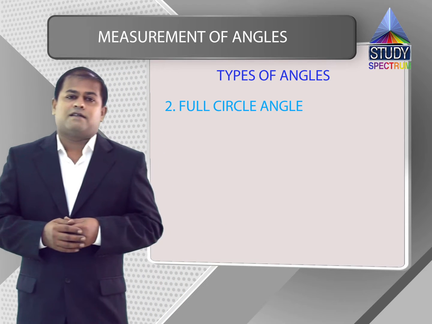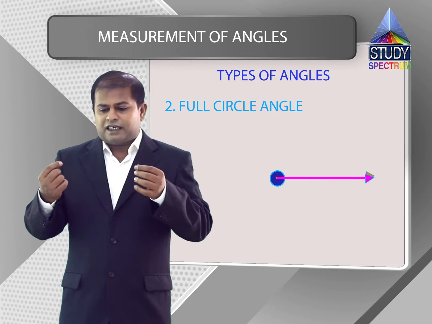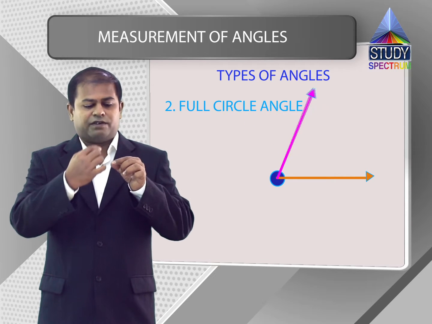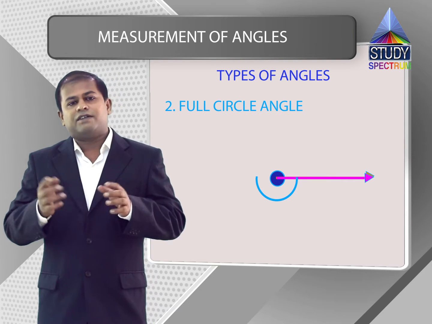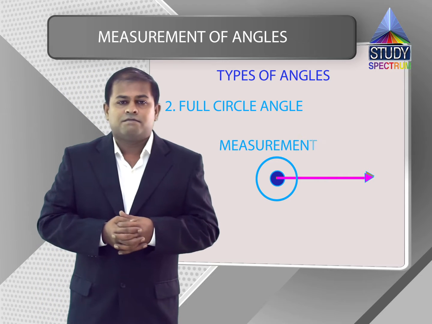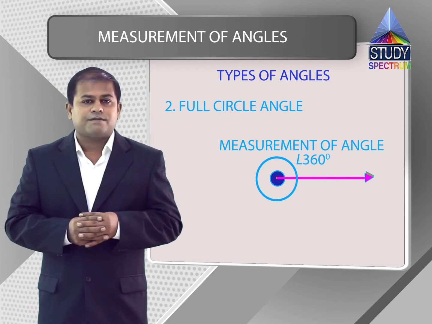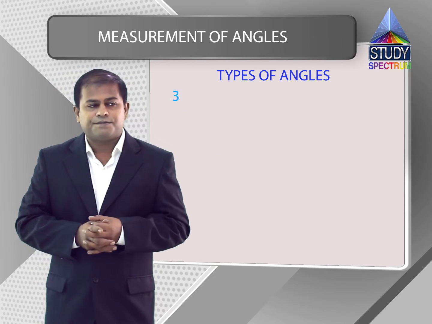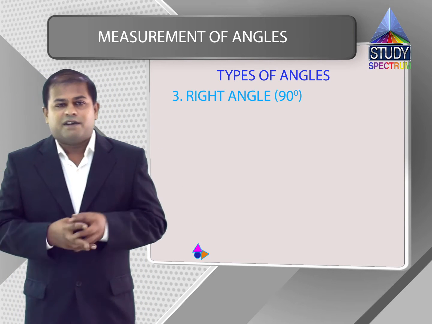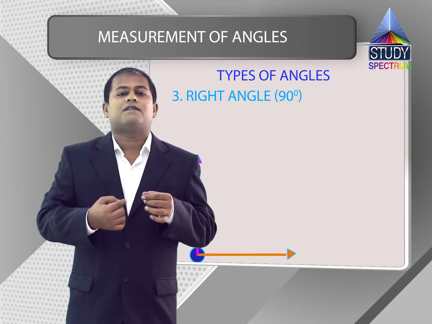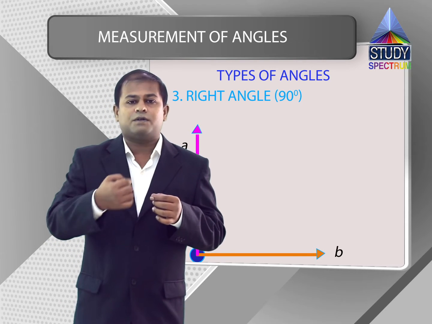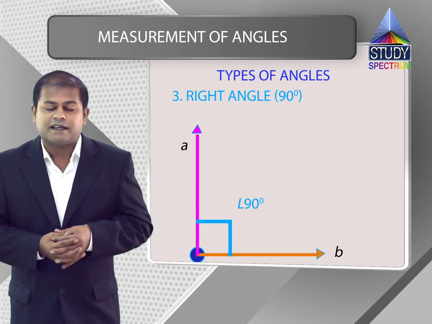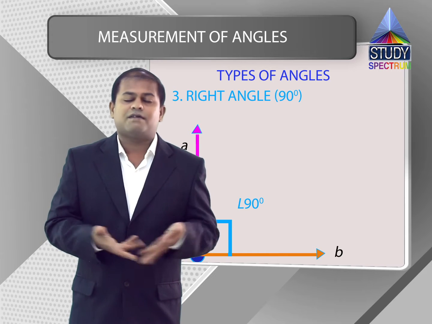Next comes full circle angle. Starting from one of the arms, if you give it a full circle rotation, then the angle formed is full circle angle, and its measure is 360 degree. Or we can also say two straight angles together make one full circle angle. Right angle: when one of the arms is perpendicular to the other arm, then the angle formed is right angle, and its measure is 90 degree.